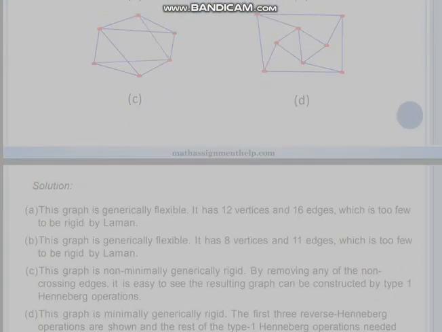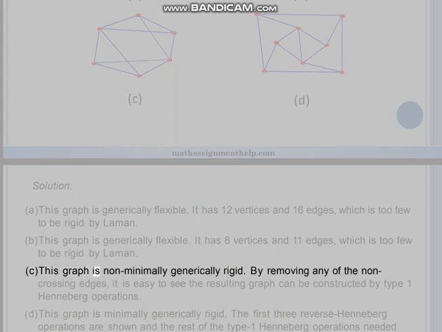A, B, C, D. Solution. A. This graph is generically flexible. It has 12 vertices and 16 edges, which is too few to be rigid by Laman's theorem. B. This graph is generically flexible. It has 8 vertices and 11 edges, which is too few to be rigid by Laman's theorem.